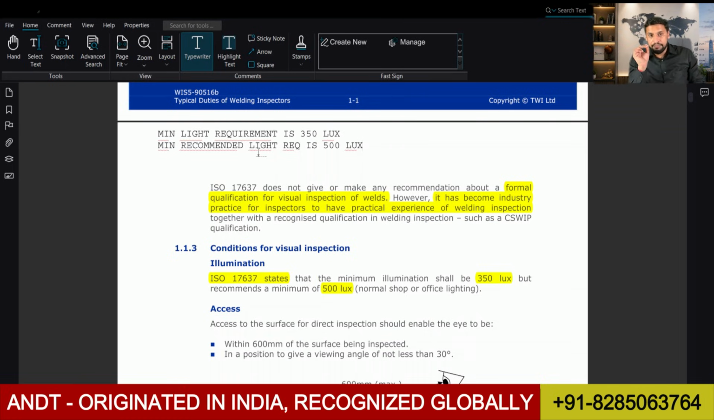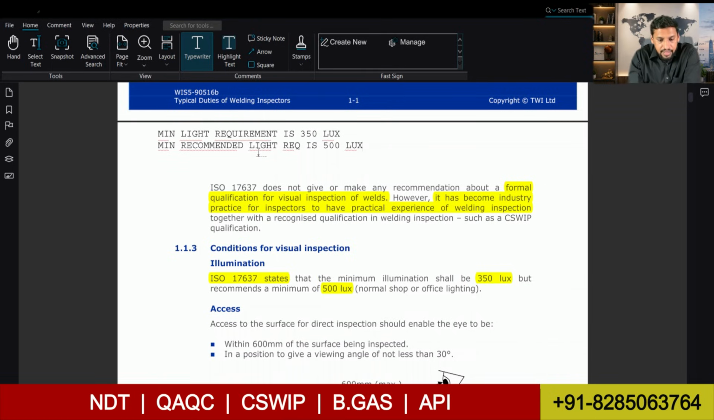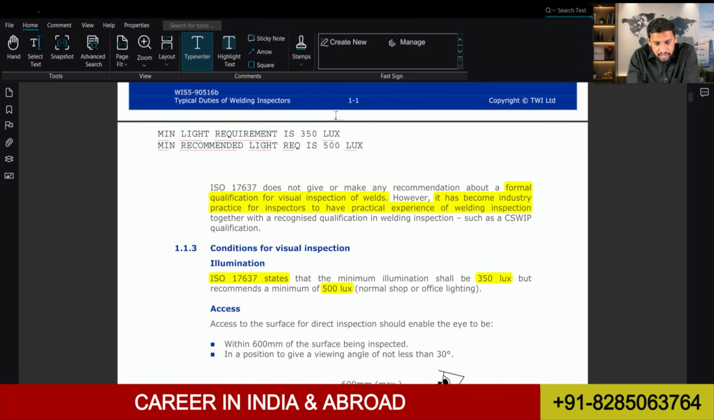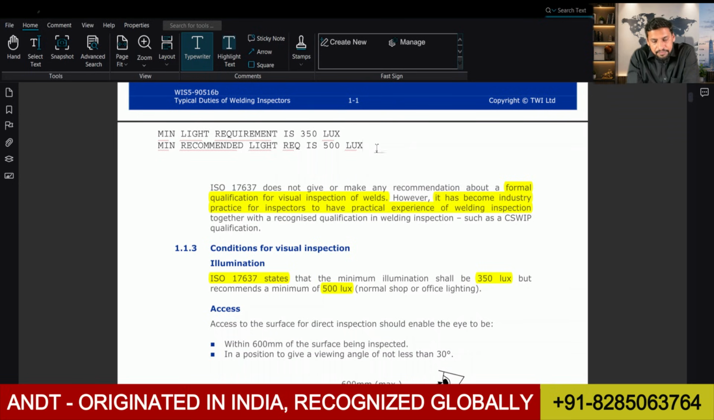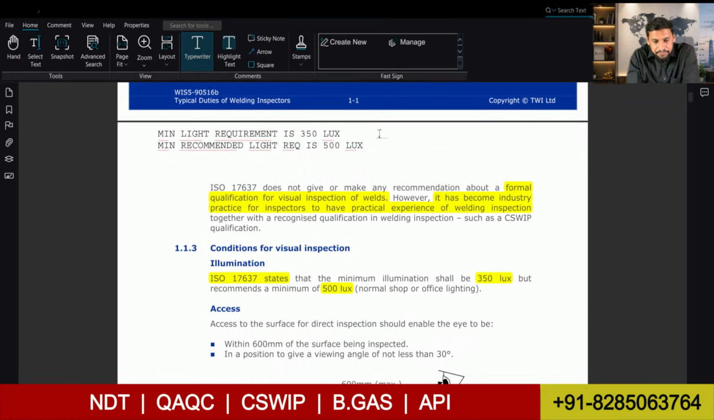Got this concept, everyone? Yes, sir. Okay, got it. Any doubt in this, anyone? Because this is like most common question that they ask in the exam.